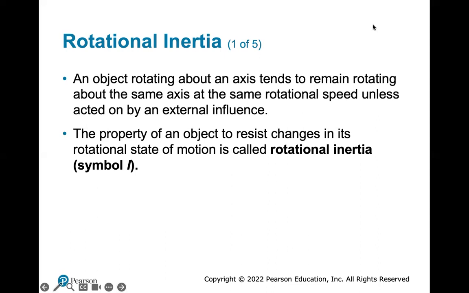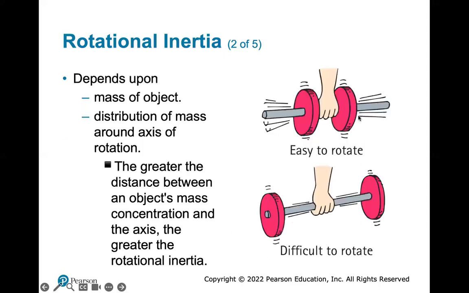And the symbol is I, capital letter I. Looks like an L, but it's a capital letter I, rotational inertia. The more mass something that's rotating has towards the outer edge, the more rotational inertia it has. If all the mass is concentrated towards the center, it has less rotational inertia. So you can see here the masses that are spread far apart are difficult to rotate, whereas if the masses are in close, it's easy.